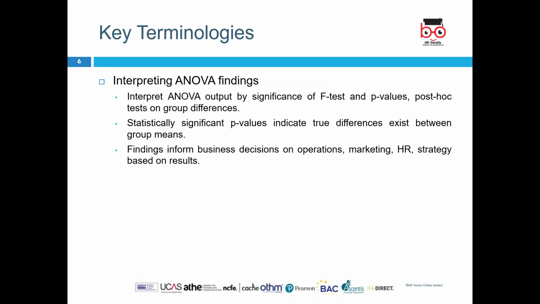And then interpreting the ANOVA findings. The ANOVA output is interpreted by the significance of the F test and P values, and post hoc tests on group differences. Statistically significant P values indicate true differences exist between group means, and the findings help managers take informed business decisions. It can be used in different business departments such as operations, marketing, HR, and strategy based on results.